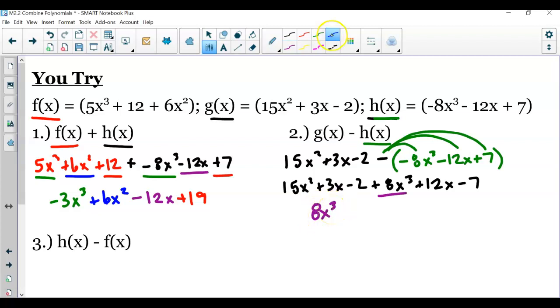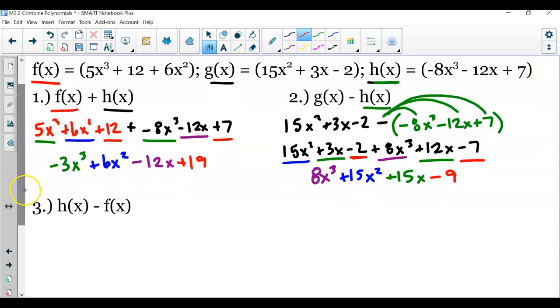Then again, there's only the one x squared term, so plus 15x squared. Now we do have two x terms to combine, 3x plus 12x, which is 15x. And then last, we do have negative 2 minus 7, which is negative 9.